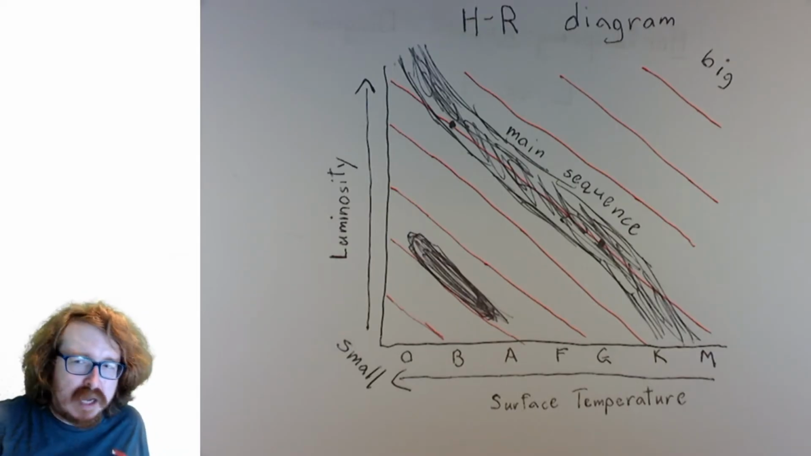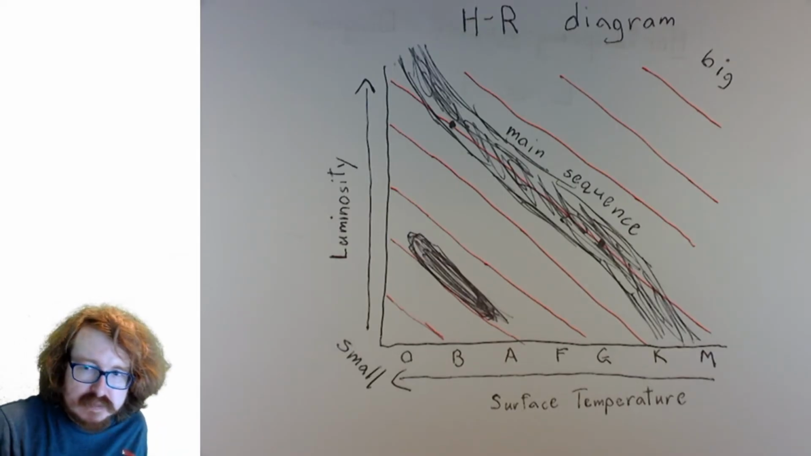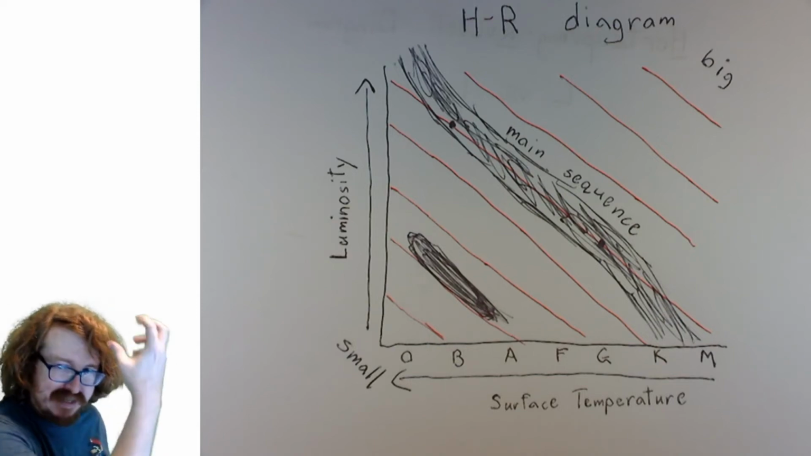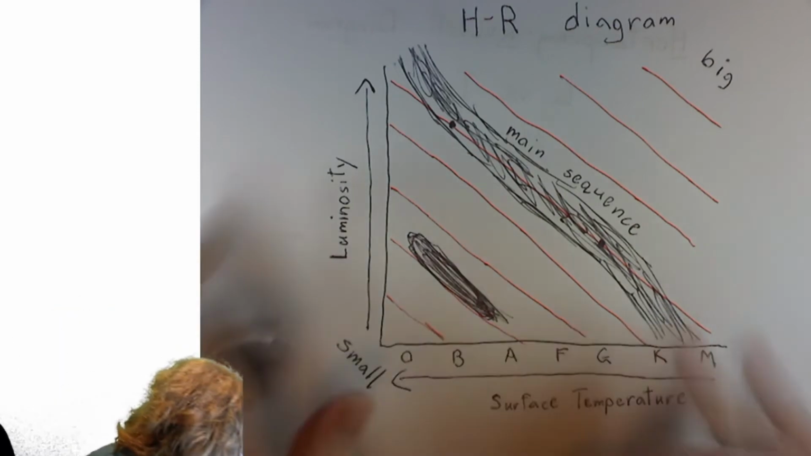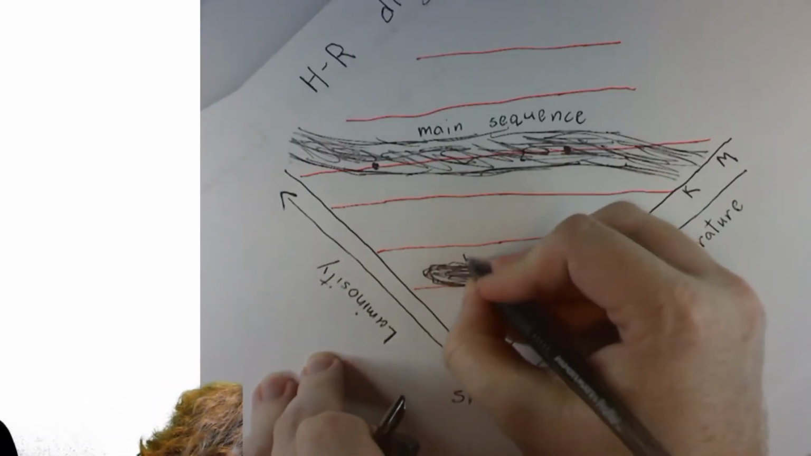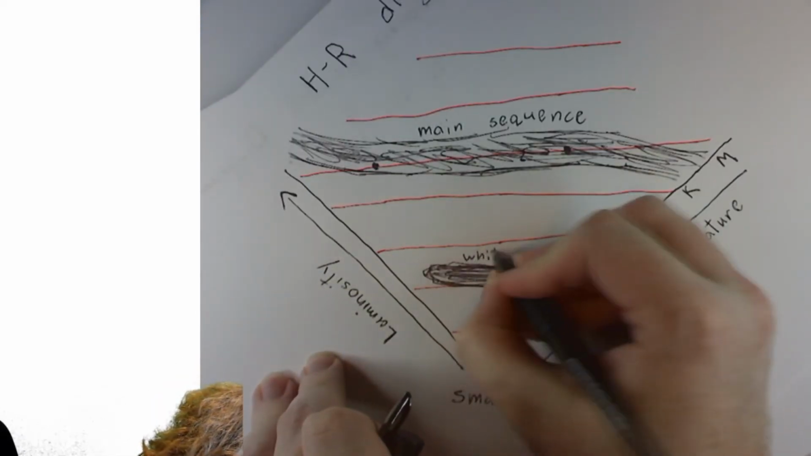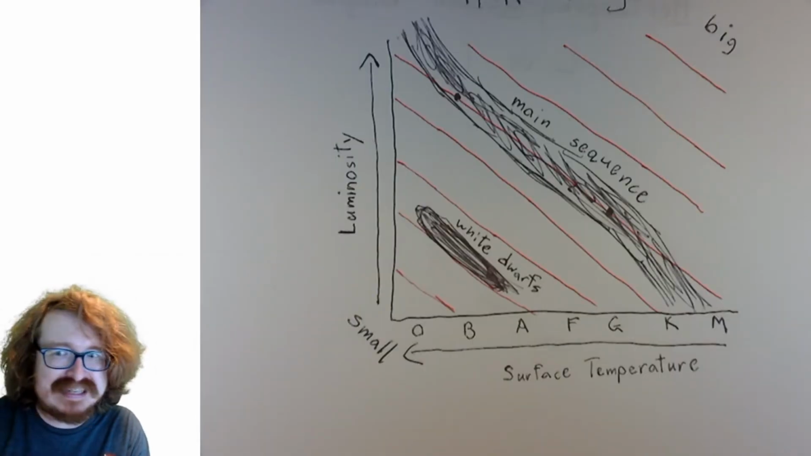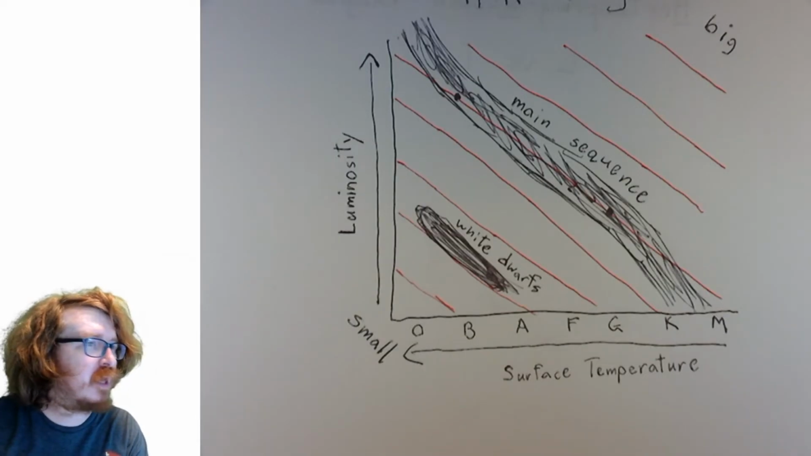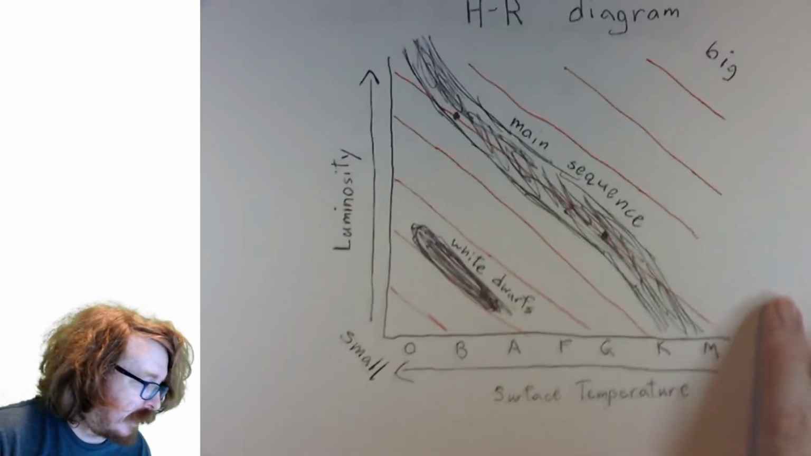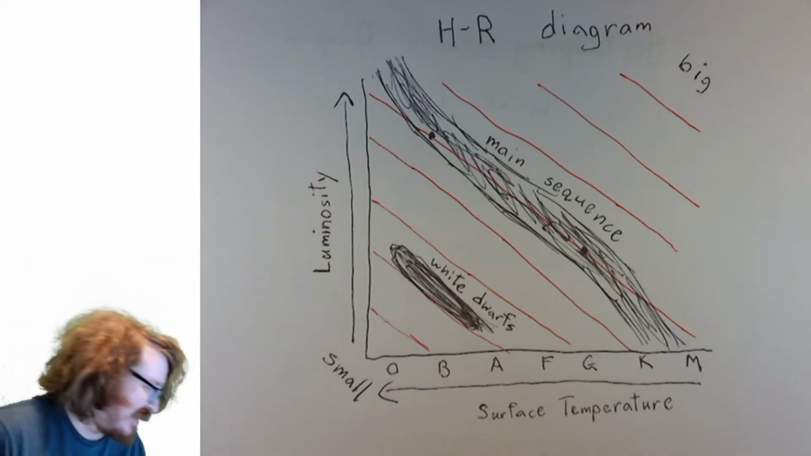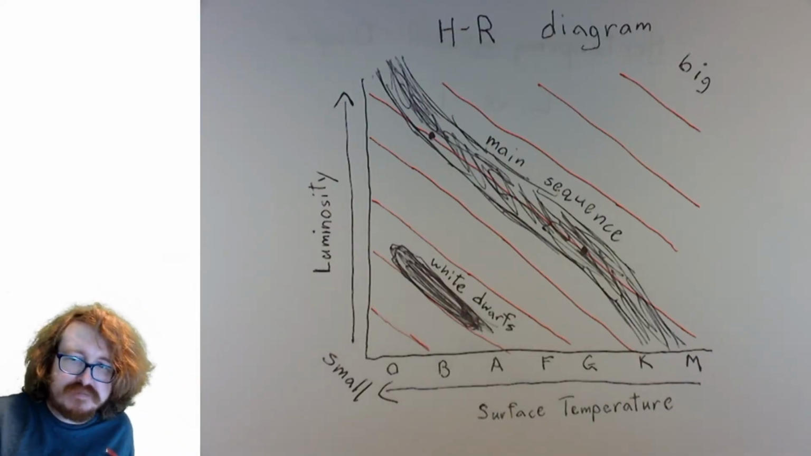So their name comes from the fact that they're very hot, which would give them a bluish-white color, and their size, which makes them very small. These stars are called white dwarfs. They're called white because their temperature gives them a bluish-white color, and they're called dwarfs because they are small. And that's 90% main sequence, 9% white dwarfs. That leaves 1% of stars.